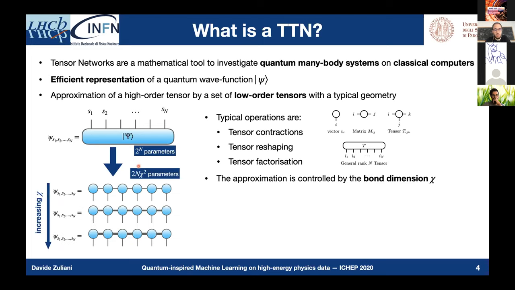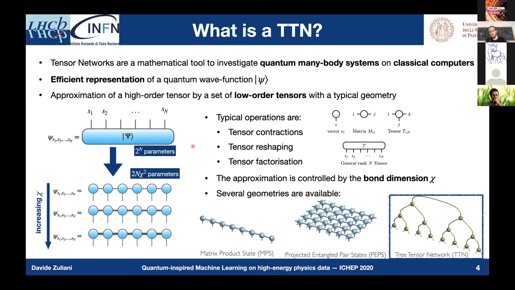Not only can you do this, but you can also control the approximation via the so-called bond dimension, chi. Here you see, for example, that the whole tensor has 2^n parameters, so it's a huge tensor. By using this tensor network approximation, the number of parameters changes dramatically, and it is controlled by the bond dimension. Basically, the bond dimension is the dimension of the contracted indices between the tensors. The greater the bond dimension, the better the approximation, but also the larger the computational time, as we will see.